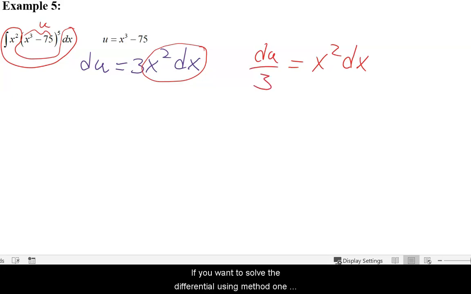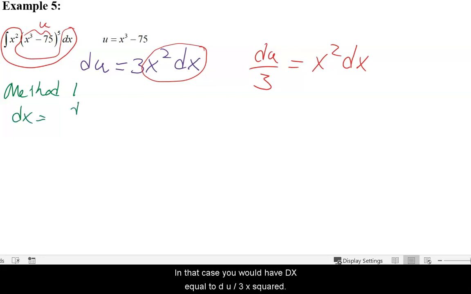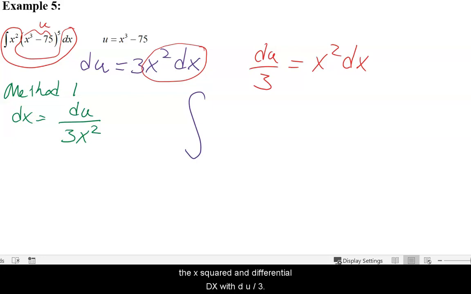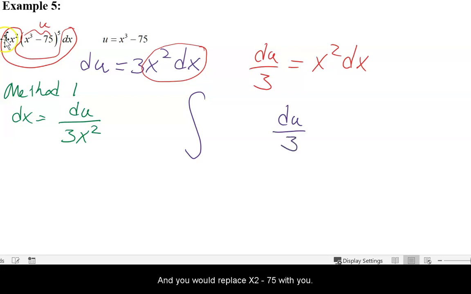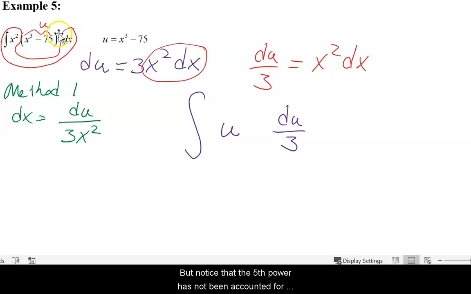If you want to solve for the differential using method 1, you can do that. In that case, you would have dx equal to du divided by 3x squared. And that is what you would use to replace dx. Using my method for method 2, you would instead replace the x squared and differential dx with du over 3, and you would replace x cubed minus 75 with u, but notice that the 5th power has not been accounted for. It's still there. It's sitting on u.